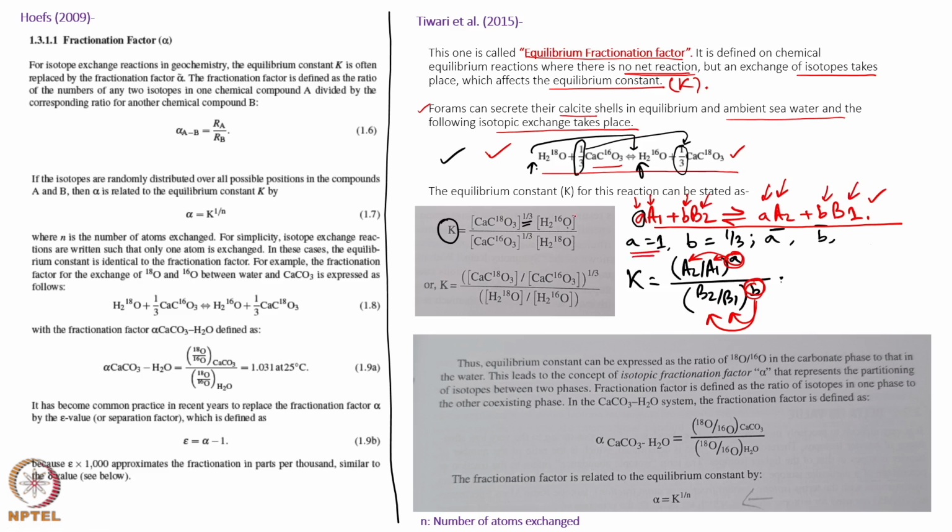Since a is equal to 1, this would be to the power 1, and here also to the power 1, and since b was 1/3, we have written 1/3 in these places. Now, this K can be written in a little bit different way. We can write this one, and then to the power 1/3, and then the H2O portion, which can be written in the denominator in this way.